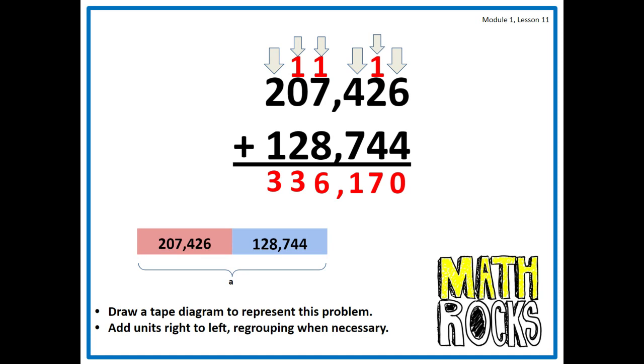So in this problem, our answer is A equals 336,170. So we really have to double check ourselves when we don't have that place value chart to check anymore. We have to really double check and make sure that we added correctly in the right places and regrouped correctly.